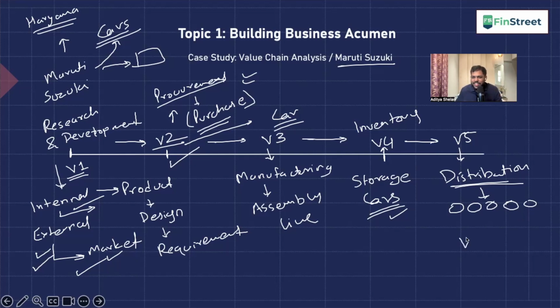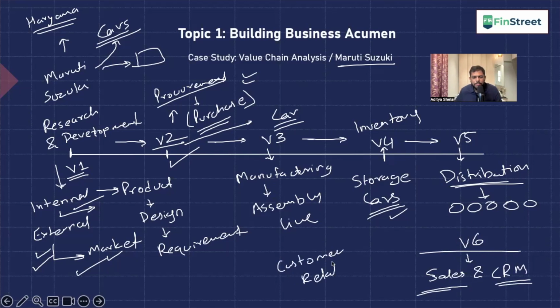This brings us to the next part, that is V6. Under V6, we have sales and CRM. Sales is simply selling your inventory, selling your products. CRM stands for customer relationship management. This is how a complete company setup looks, right from research and development till sales and CRM.